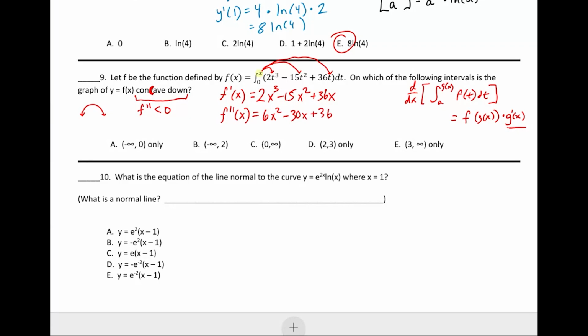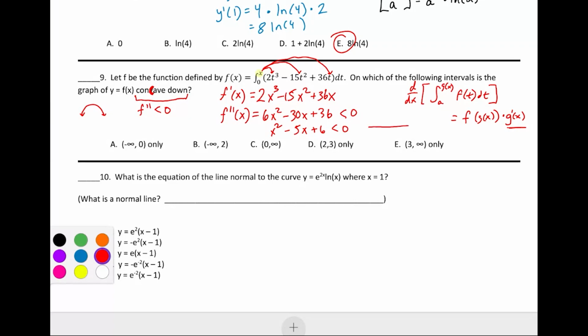And we want to know when is that concave down? In other words, when is this less than 0? So I'm going to try to simplify this inequality by first dividing everything by 6. Let's make these numbers a little bit smaller. So I'm going to rewrite this as x squared minus 5x plus 6 less than 0. And so we need to find when is this less than 0.